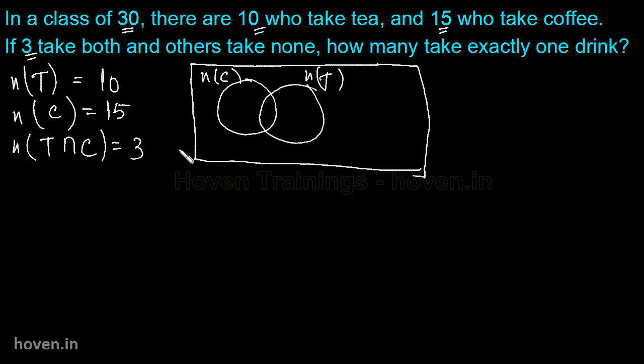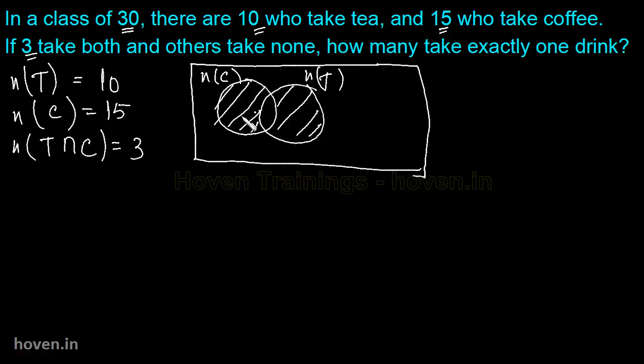Now he says, how many take exactly one drink? Exactly one, now others take none. It means the people who take exactly one drink are those that fall in this part and they fall in this part. Exactly one means these people take coffee only and these take tea only. Now outside this nobody takes anything and inside this people take both. So it means we have to basically find this hatch and this hatch. So let us cast this into the language of set diagrams.